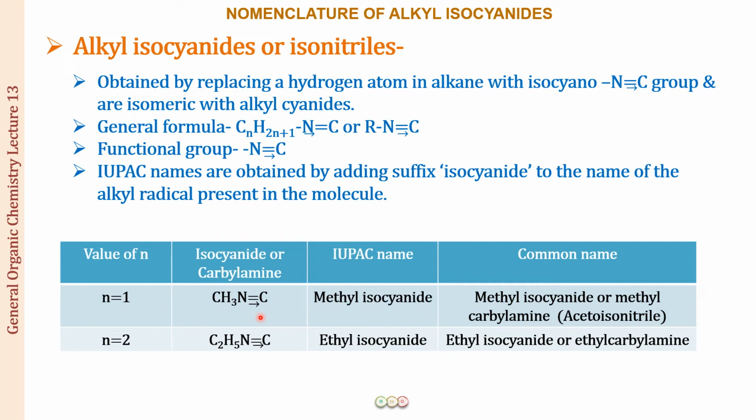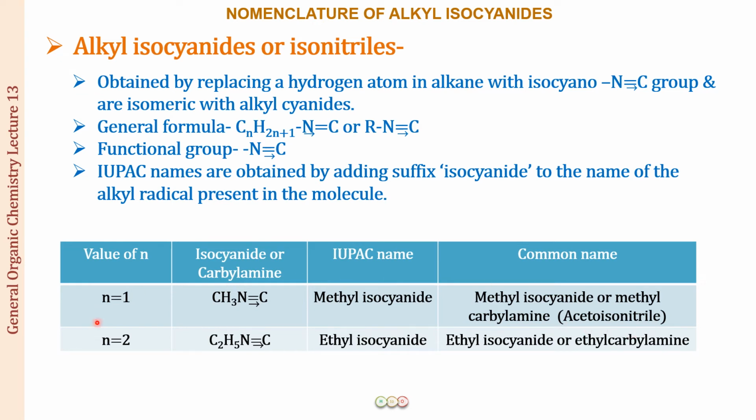When we had named the cyanides, it was CH3CN, right? So what we had named that compound was ethane nitrile. Okay, we had counted this carbon to be a part of the chain, but now it is not the part of the chain because this is not attached directly to the alkyl group. Fine. So this compound, this will be methyl isocyanide. The common name also being methyl isocyanide. It is also called as methyl carbylamine and is also called as acetoisonitrile.